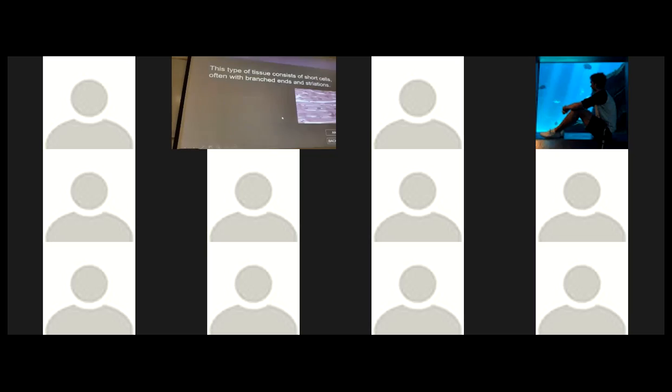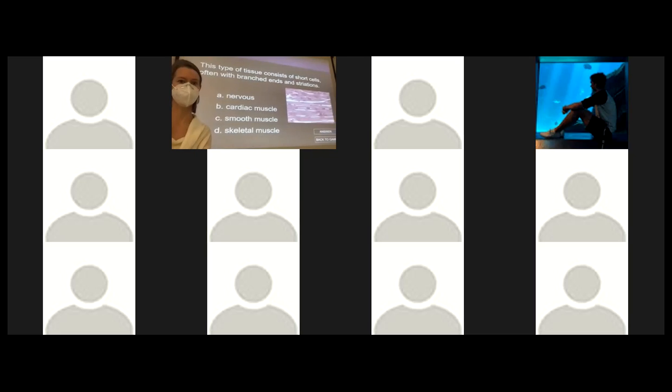Yes. Muscle and nervous for 400. This type of tissue consists of short cells, often with branched ends and striations. What is cardiac muscle tissue? Yeah, good. So cardiac muscle tissue is the right answer for that one.